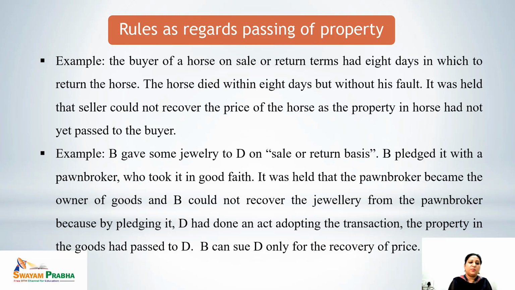In the next example, B gave some jewelry to D on sale or return basis. D pledged it with a pawnbroker who took it in good faith. But it was held that the pawnbroker became the owner of the goods and B could not recover the jewelry from the pawnbroker, because by pledging it, D had done an act adopting the transaction. The property in the goods had passed to D. B can sue D only for recovery of price, not for the goods.